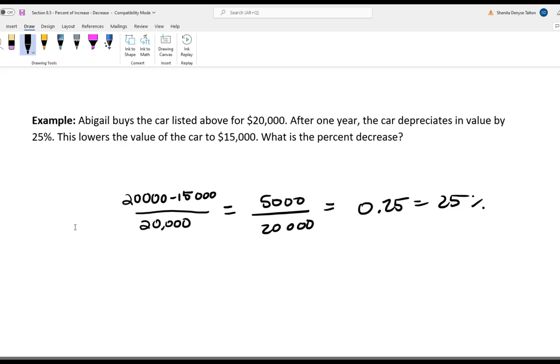They always tell you that when you buy a new car, the minute you drive it off the lot, it depreciates in value. So as you can see, this car depreciated in value by 25% after 1 year.